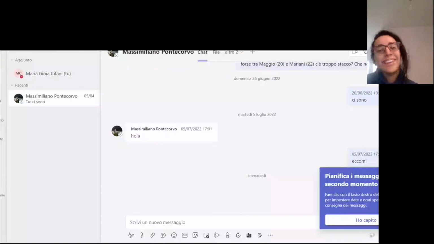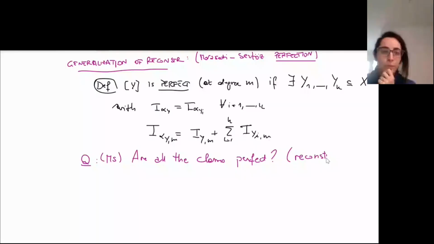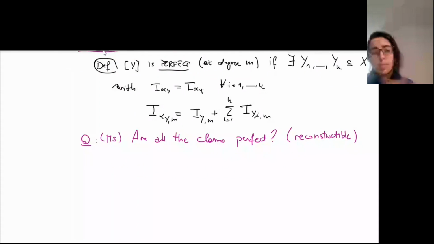Okay, the big question is: are all the classes perfect? So the best we can do is general reconstructibility, but my definition is not, we always use the word perfect. So this is what we can hope for the best.